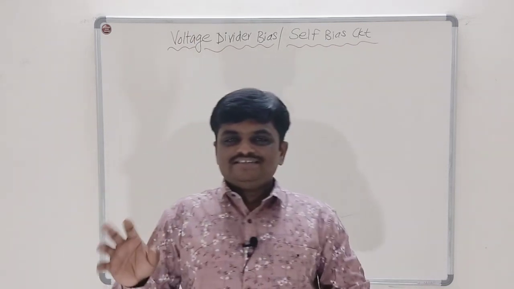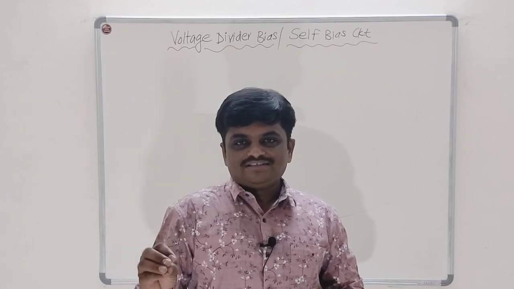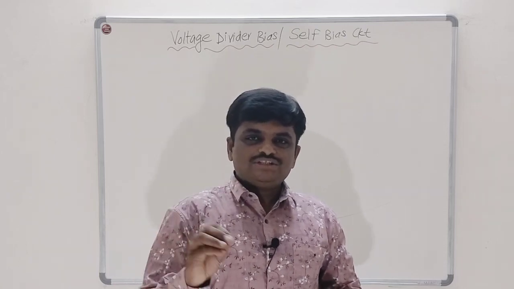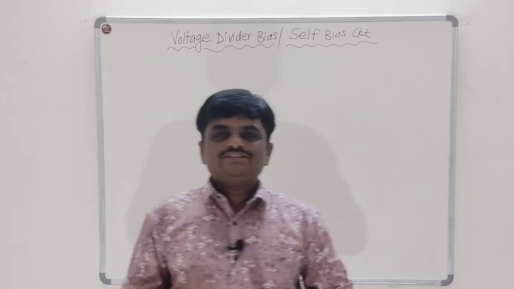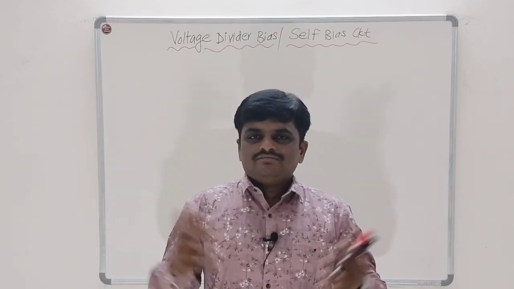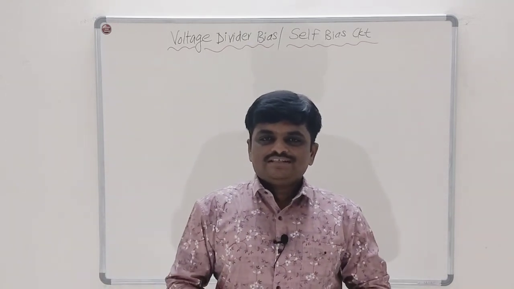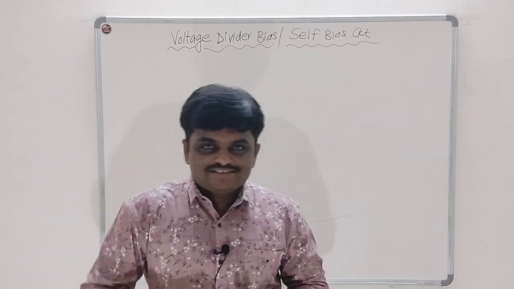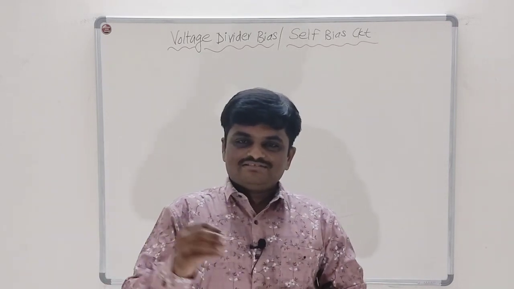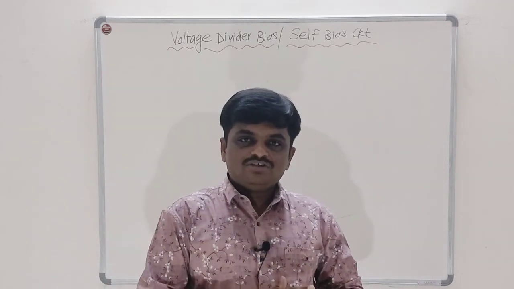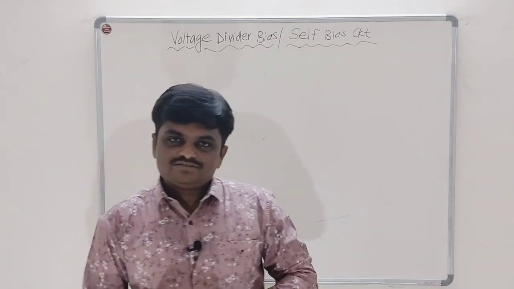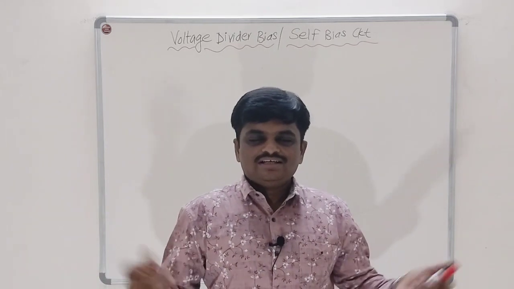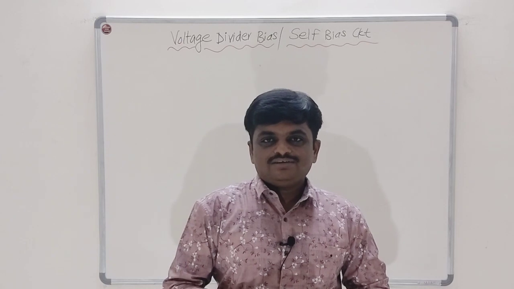Biasing means to connect a DC supply to a transistor in such a way that the two junctions in a transistor, that is the emitter base junction and the collector base junction, will be either forward biased or reverse biased. If both are forward biased, the transistor will operate in the saturation region and act as an on switch. If both are reverse biased, the transistor will operate in the cutoff region and act as an open switch.